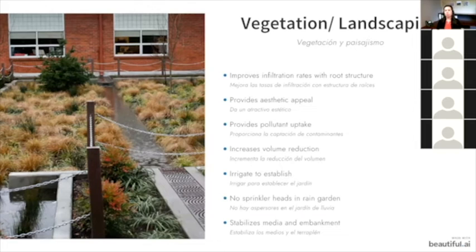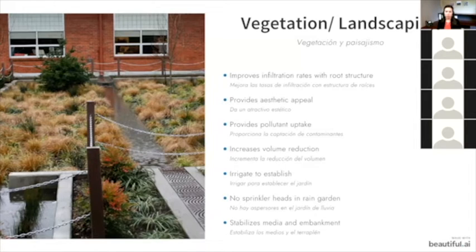As far as vegetation goes, the function of your vegetation is to improve your infiltration rate and provide aesthetic appeal. This vegetation also helps with pollutant uptake. It also reduces the volume of water because it is infiltrating, and so you're not having a large amount of runoff. Once again, you need to irrigate it to establish, but don't put sprinkler heads in your rain garden. You really just want to use temporary irrigation, or you can water by hand or by a water truck, or use temporary irrigation that can go automatically.